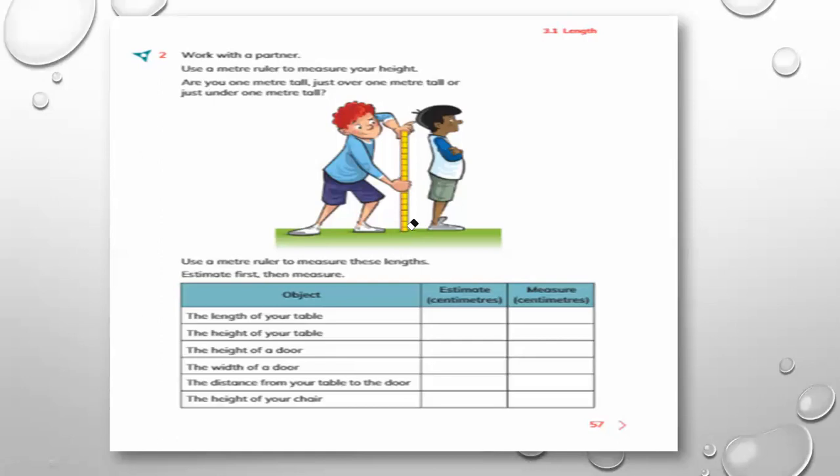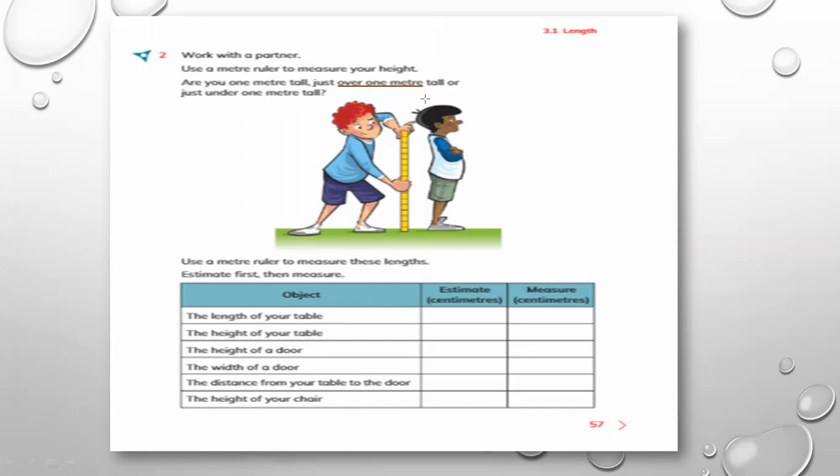So you have to check your height using meter. So I will say I am 1 meter tall, or under, or over 1 meter. So I'm going to underline over 1 meter. You have to choose your answer according to your height.